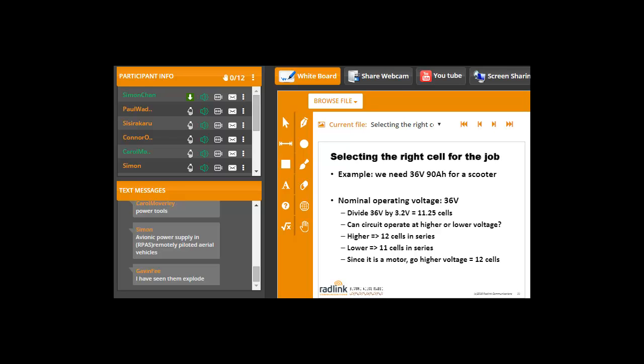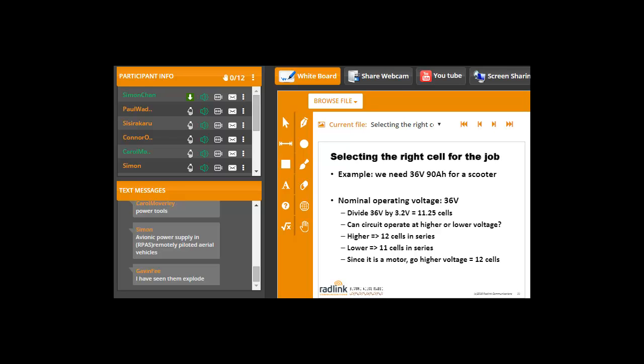Okay, let's look at this worked example here, because I think an example will explain it a lot better. Let's say you're building a scooter, not the toy scooters, but something a little bit bigger. You need a 36-volt operating voltage with a 90 amp hour battery. So you're looking at something that will run around town for a little while. The nominal operating voltage is 36 volts.